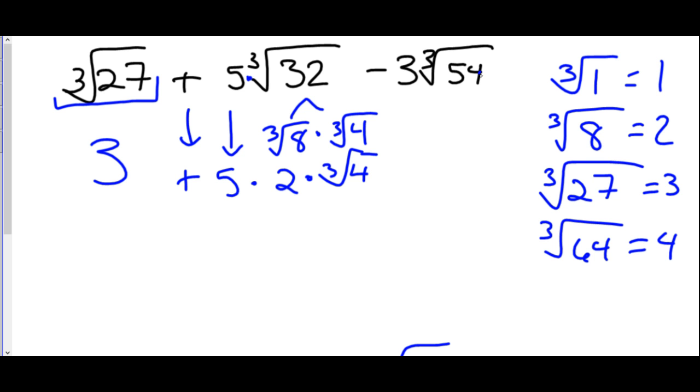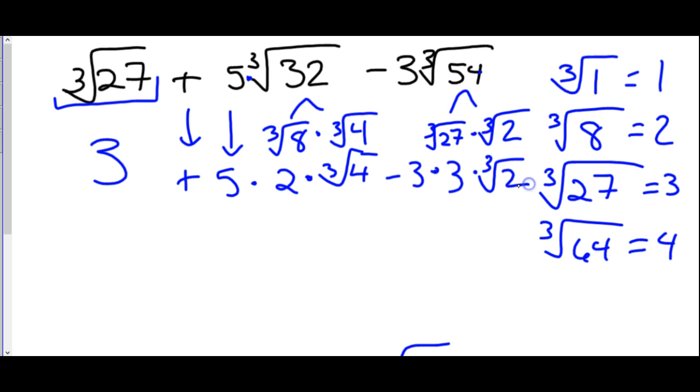Then last one, 54. I want to do the multiplication part first. So things that multiply to be 54. Let's start with the 27 and see if there's anything that multiplies to be 54. Well, 27 times 2 is 54. So we have minus 3 times the cube root of 27 is 3 times cube root of 2. So now I do that multiplication out front. 5 times 2 is 10. Cube root 4 minus 9 cube root 2.